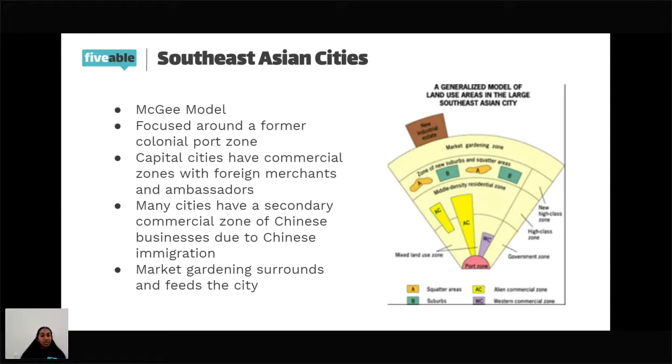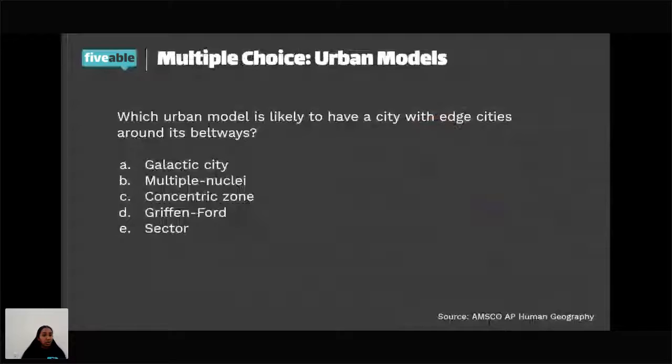So now we're going to move on to the multiple choice questions. The first one has to do with urban models. Which urban model is likely to have a city with edge cities around its beltways? So you can put the letter of the answer choice in the chat box.